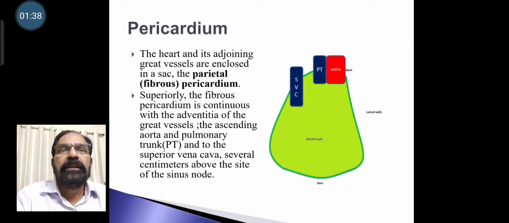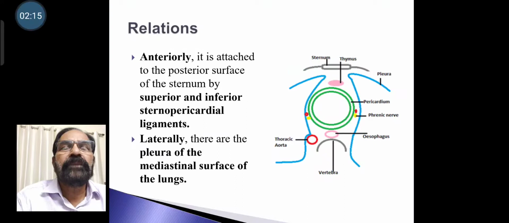Pericardium. The heart and the adjoining great vessels are enclosed in a sac. The parietal fibrous pericardium. Superiorly, the fibrous pericardium is continuous with adventitia of great vessels, the ascending aorta, pulmonary trunk, and superior vena cava, several centimeters above the site of SA node. Relations.